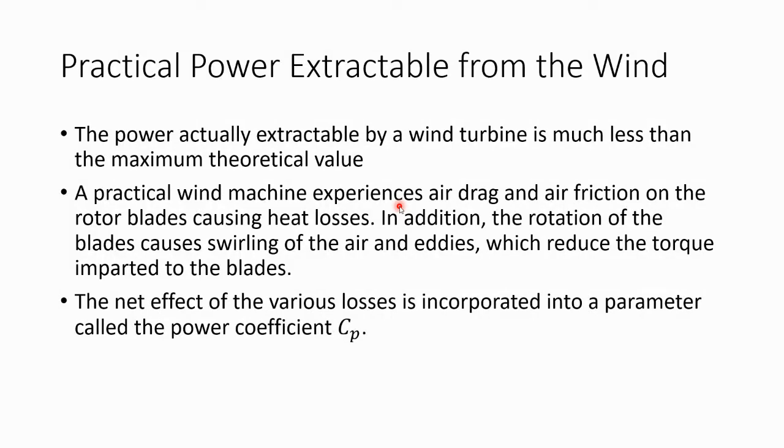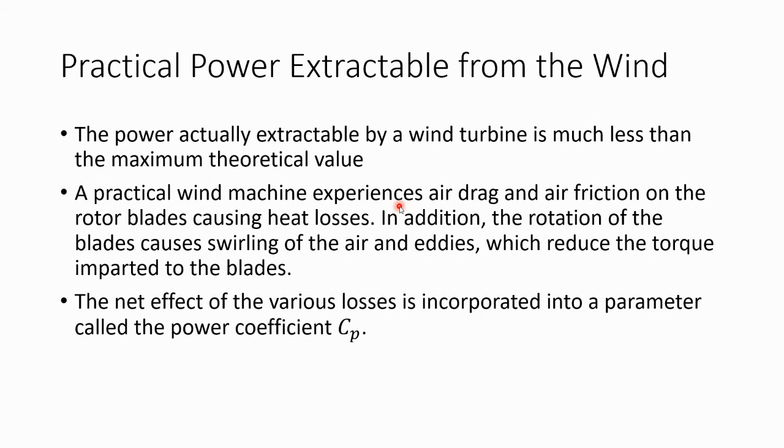In addition, the rotations of the blade causes swirling of the air and eddies, which reduce the torque imparted to the blade. So eddies is the eddies current, and swirling of the air. Swirling is like when you experience strong airflow, then the blade will sort of vibrate. Okay, if you can imagine what I'm trying to say. And that is a form of inefficiency, and that will reduce the outgoing wind speed, and also the efficiency of the rotation.